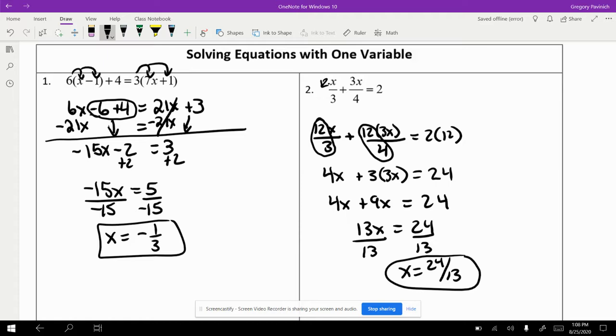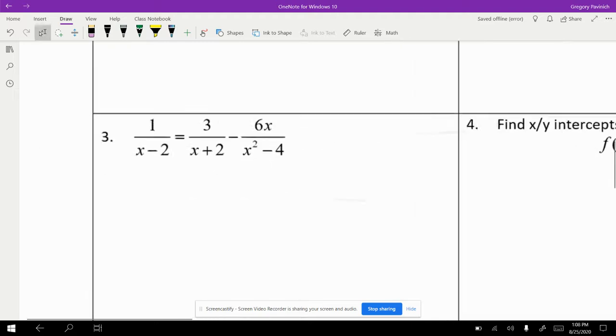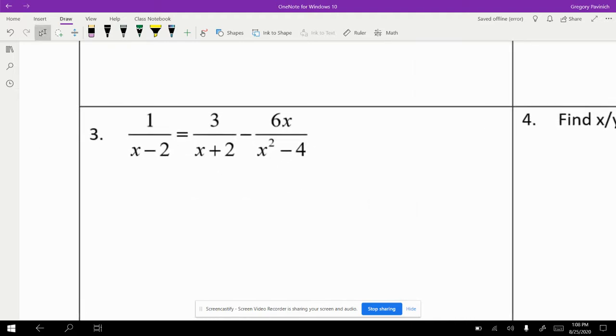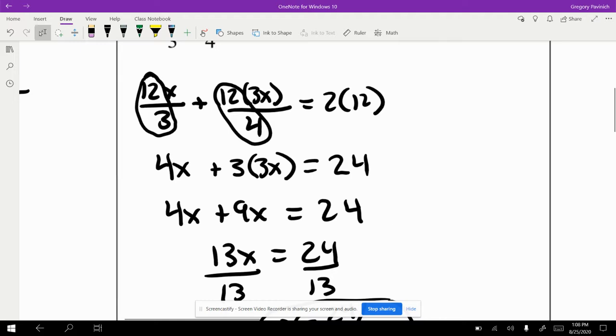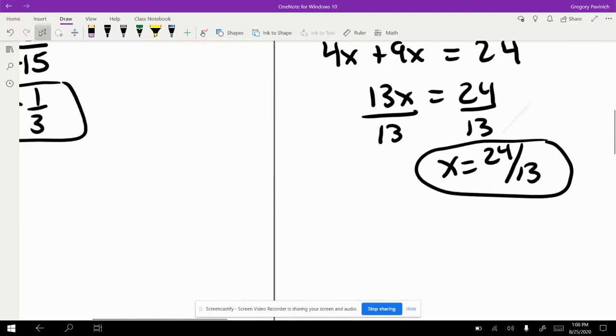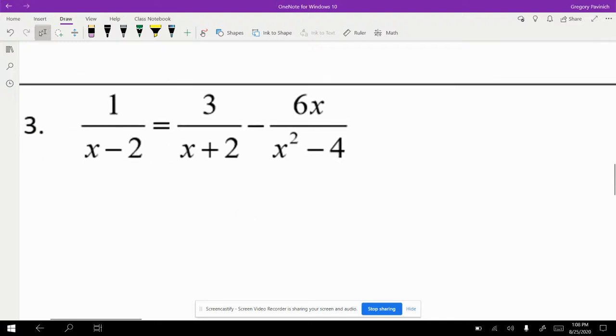Okay. So my next problem is going to look like number 3. This is the reason why we just learned to multiply by kind of like the least common denominator, right? If we were going to combine those fractions, that would be the common denominator.